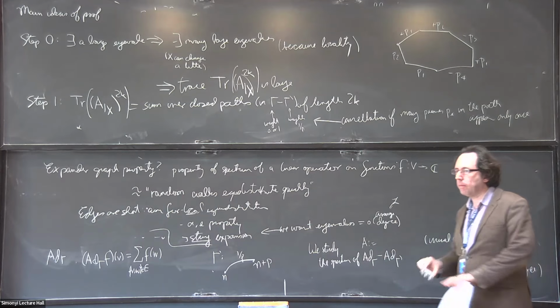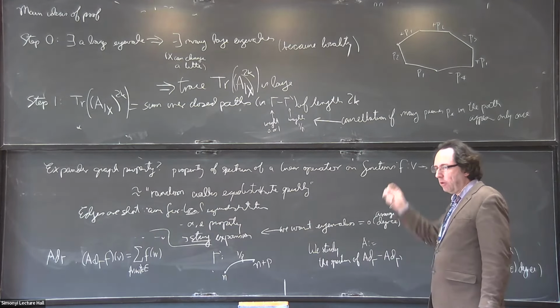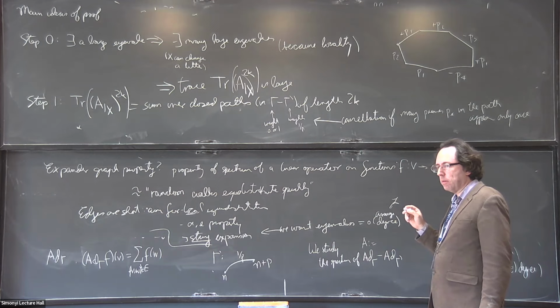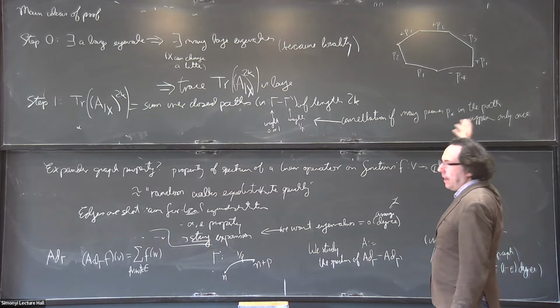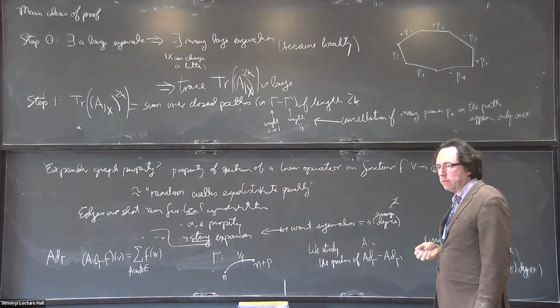What is a path? It's just a closed path, yes. A cycle with these labels? Yes. Well, these labels are just the lengths of the edges, yes. You see, you have lots of cancellations when you put this.